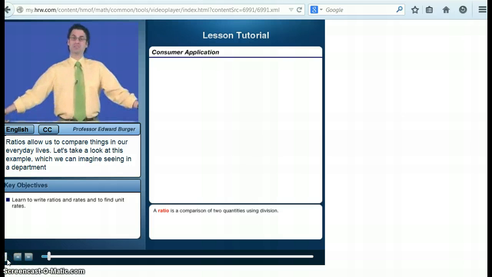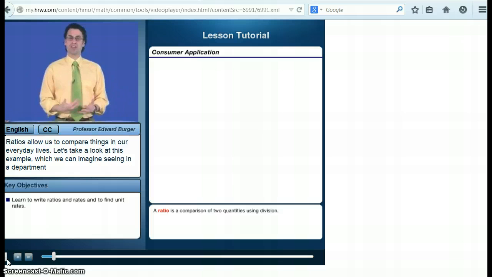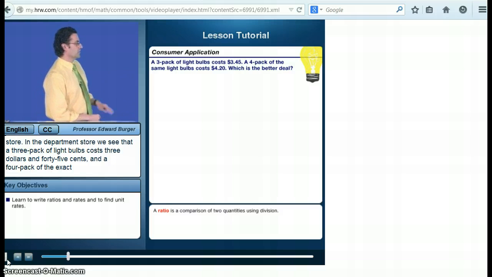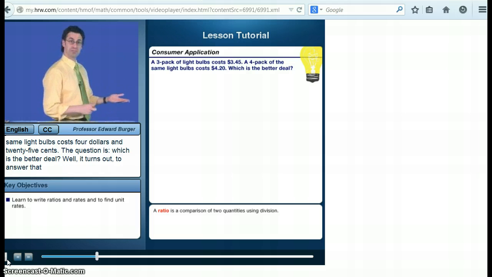Ratios actually allow us to compare things even in our everyday lives. Let's take a look at this example, which we can imagine seeing in a department store. In a department store, we see that a 3-pack of light bulbs costs $3.45, and a 4-pack of the exact same light bulbs costs $4.20. The question is, which is the better deal?